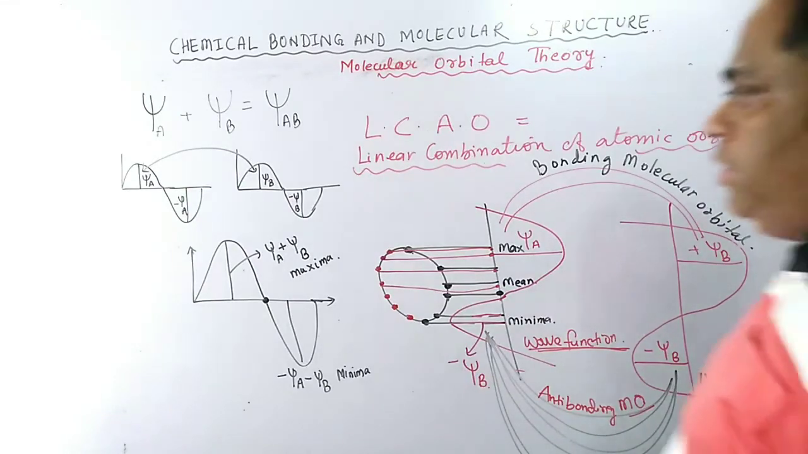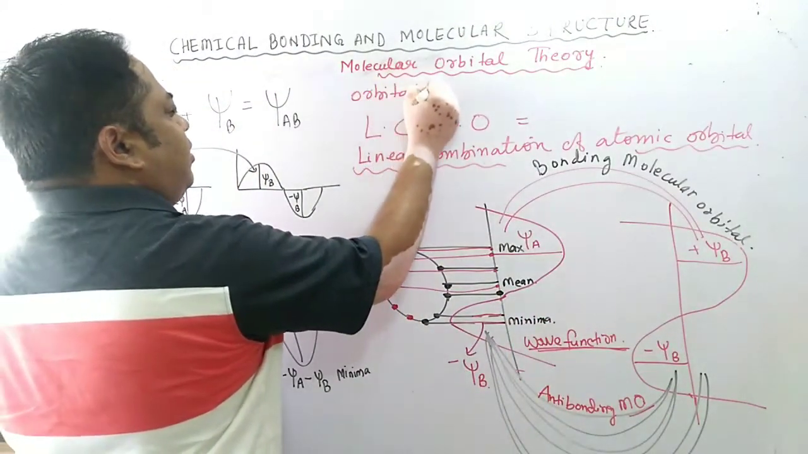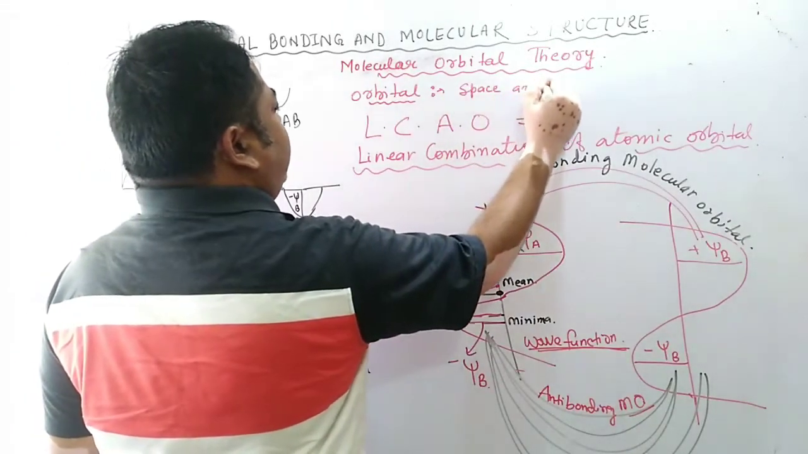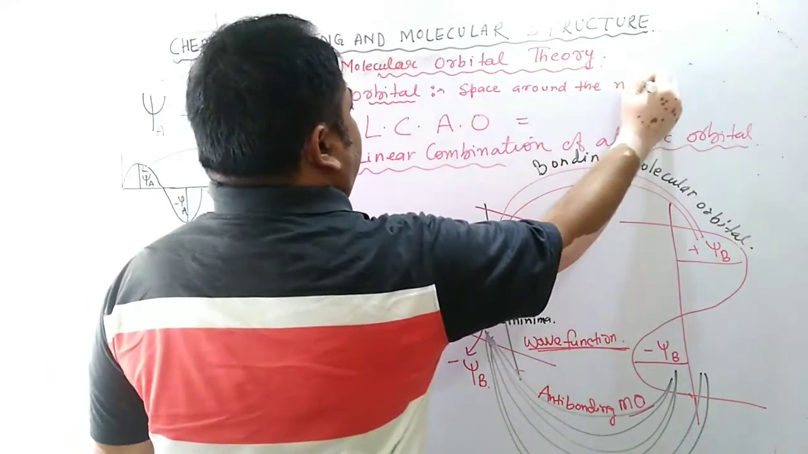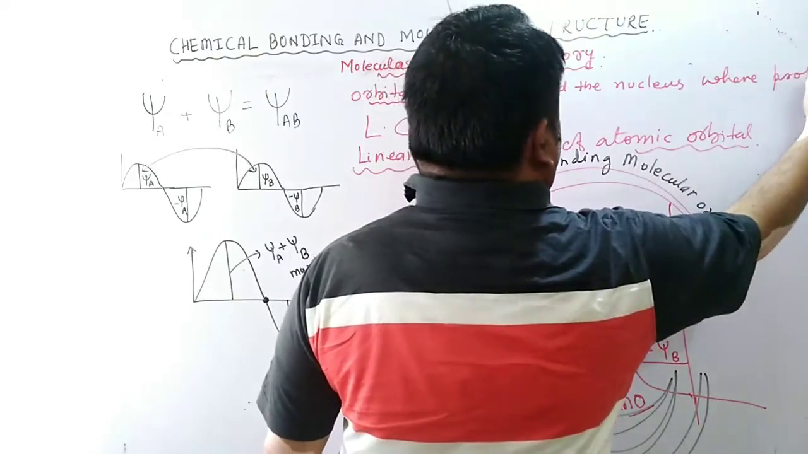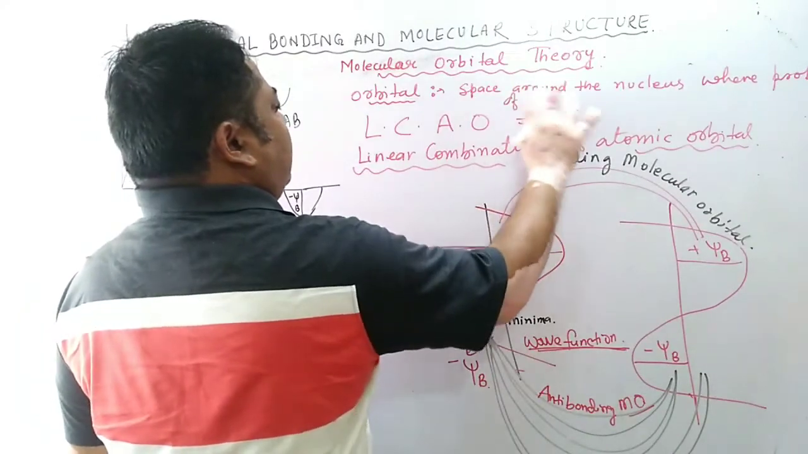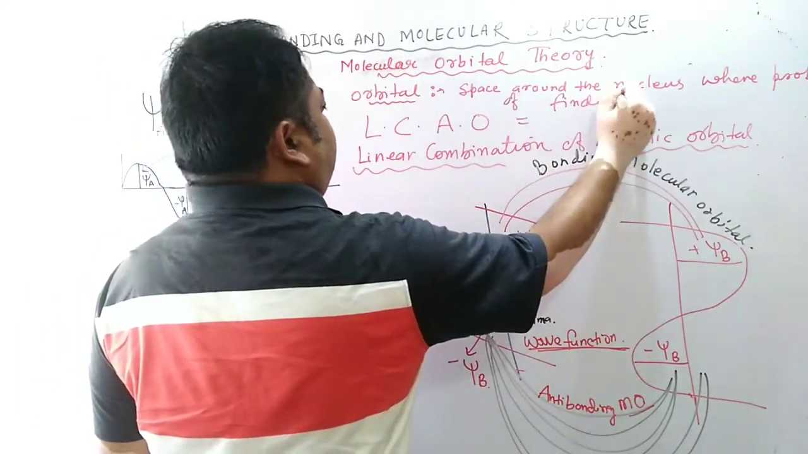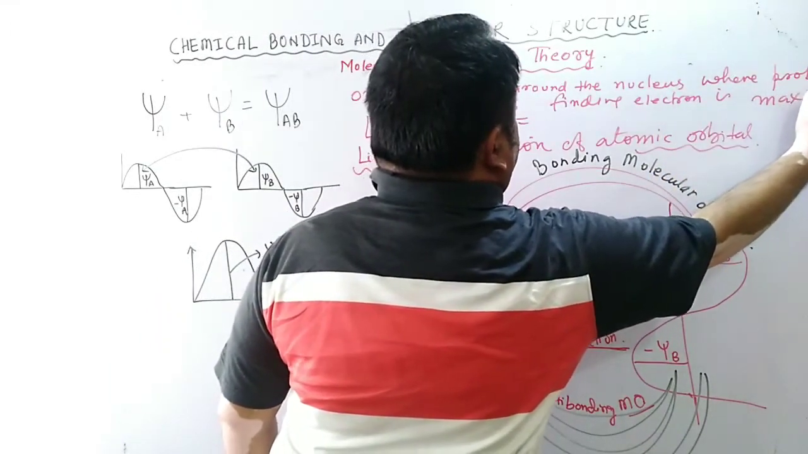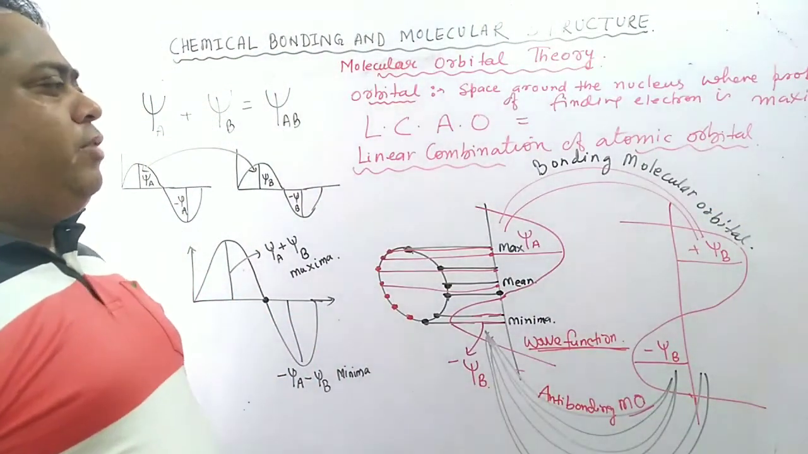So we know the orbitals, what is the meaning of orbital? Orbital means the space around the nucleus where the probability of finding an electron is maximum is called an orbital. Orbital is not a structure, it is a space where the probability of finding an electron is maximum.